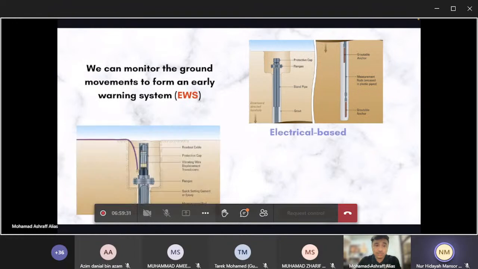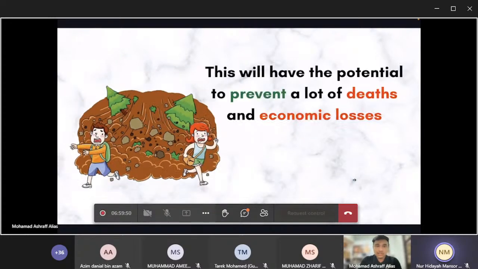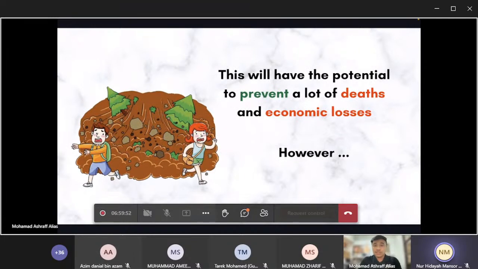So how do we solve this issue? We can monitor the ground movements to form an early warning system, also known as EWS. As you can see here, this is an electrical-based extensometer which has a readout cable. So by using devices such as the extensometer that I presented just now, we have the potential to prevent a lot of deaths and economic losses.